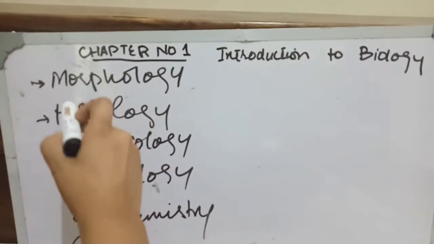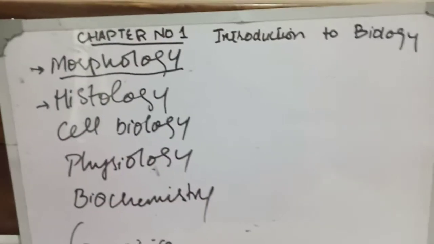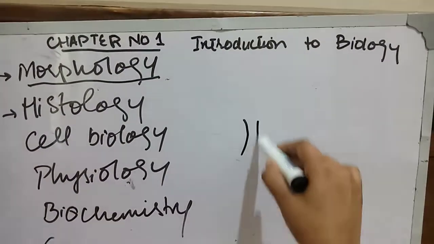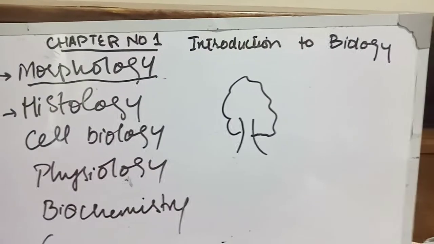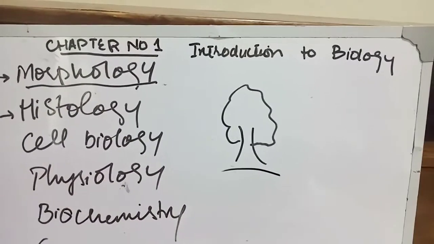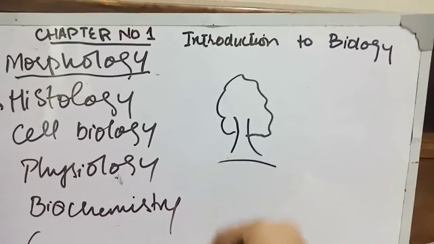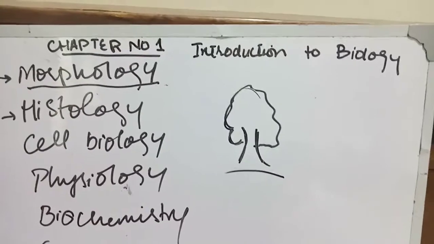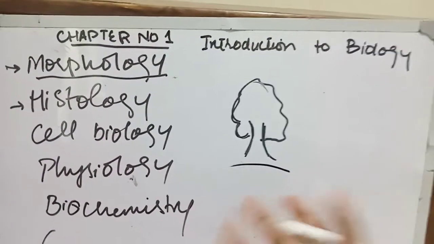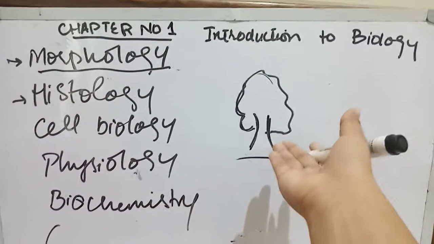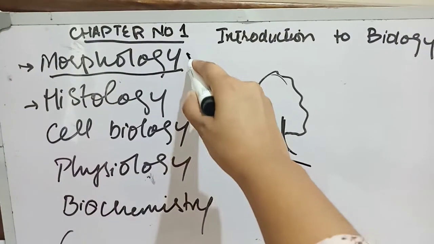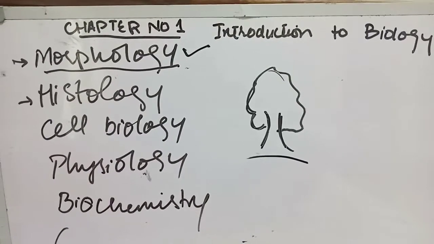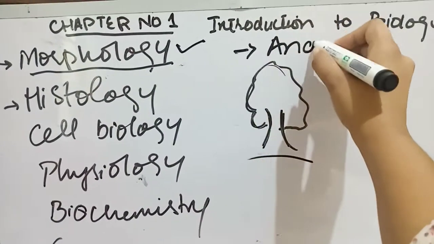What is morphology? As its name indicates, morph means shape. It means the branch of biology which deals with the study of structure. Now I am giving you an example of a tree, and I will ask you to tell me its morphology. You will tell me it has a stem, it has leaves, it has a large structure. It means it is all about its morphology. Morph means shape, so it is the shape of the tree. This is known as morphology, in which we study the shape or structure of living organisms.